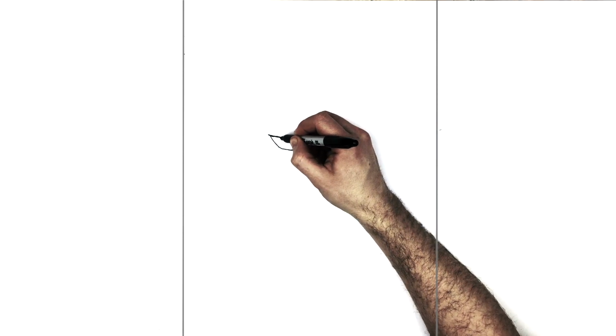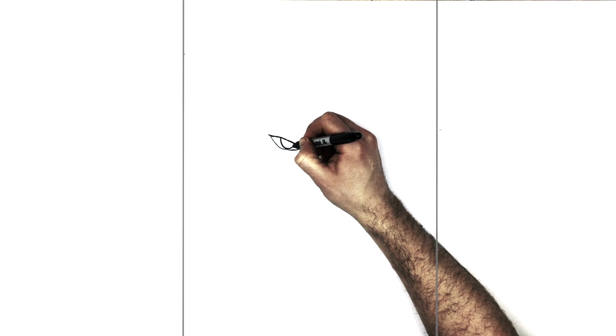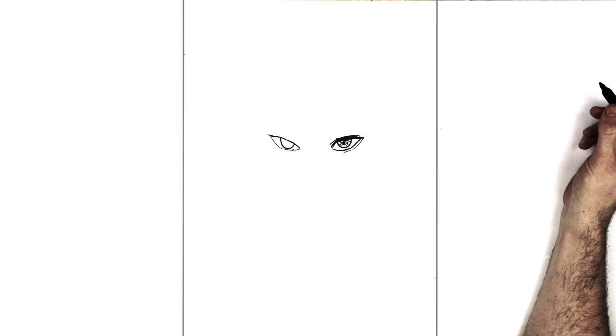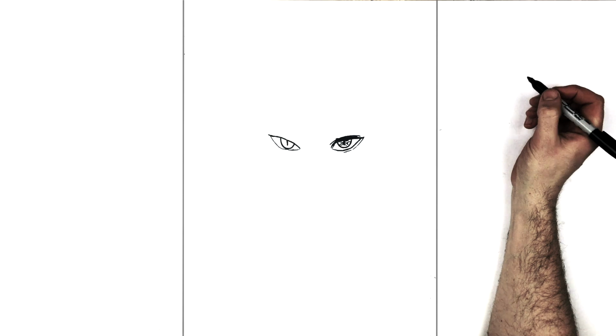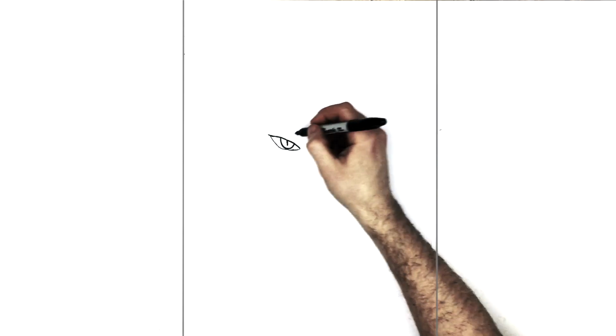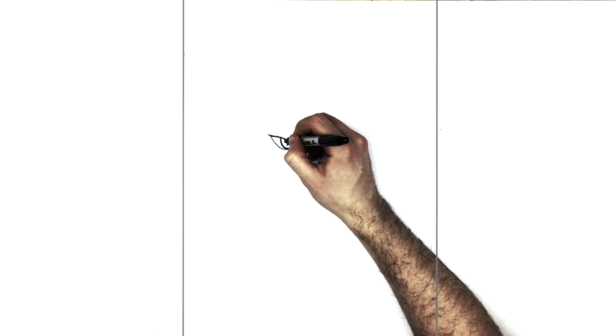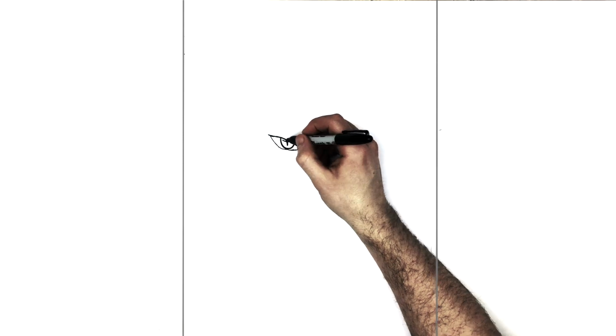Then his iris, so we curve around this half circle sort of line just there. Give him his cat-like pupil, like so. And then put some of those veins coming out, like this.